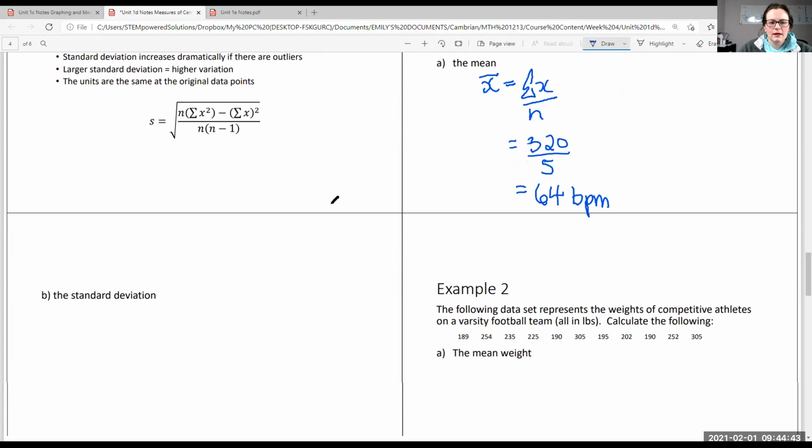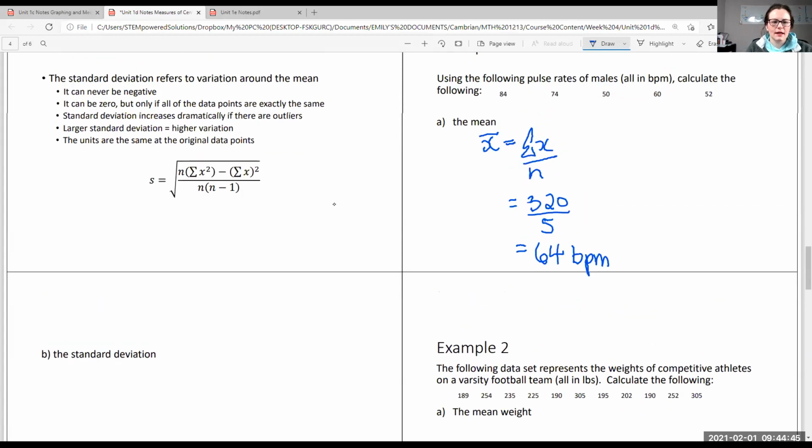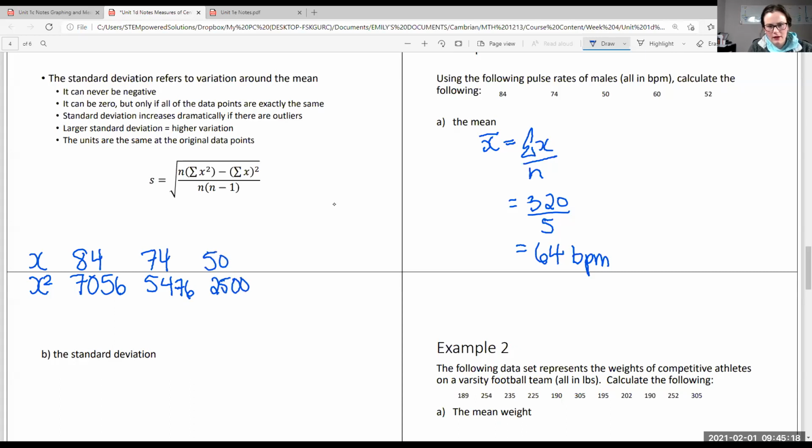All right. So for the standard deviation, we're going to set up a different table. We have our x's, and then we're going to have our x's squared. So x is 84, but now we have to square 84. So that's 7,056. Then we're going to have 74, and 74 squared is equal to 5,476. Then 50 squared equals 2,500.